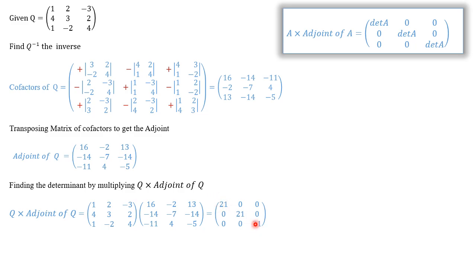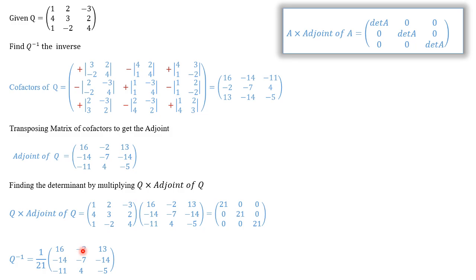in the leading diagonal here. So you can see 21 from the top left corner to the bottom right corner here, and the other elements are now zeros. So our determinant here clearly is 21. Now we can find the inverse here. So inverse is 1 over determinant, which is 1 over 21 times the adjoint of Q. The adjoint of Q we already found, so this is our inverse.